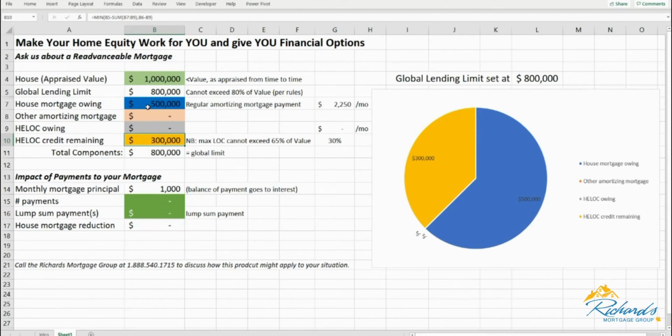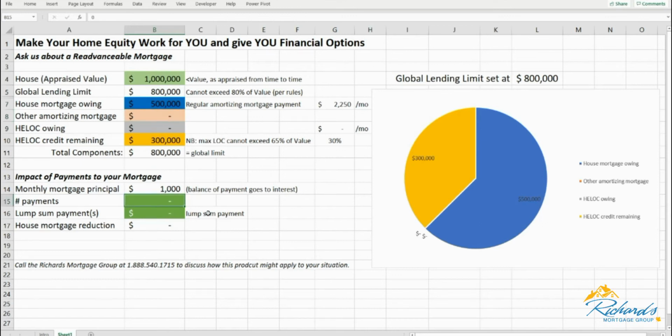Now, here's the magic of a re-advanceable mortgage. Let's show you the impact of paying down your mortgage. And this is how a re-advanceable mortgage differs from a regular mortgage and a line of credit, which are standalone products. So let's reduce your mortgage through regular payments. So I'm just going to modify this formula for a moment.